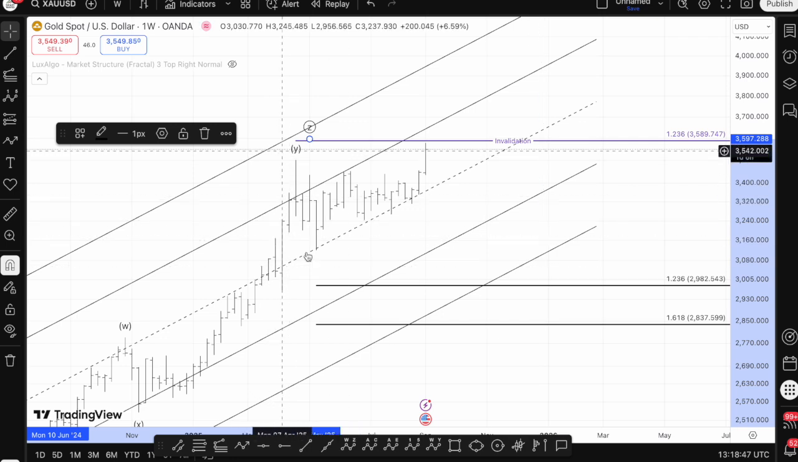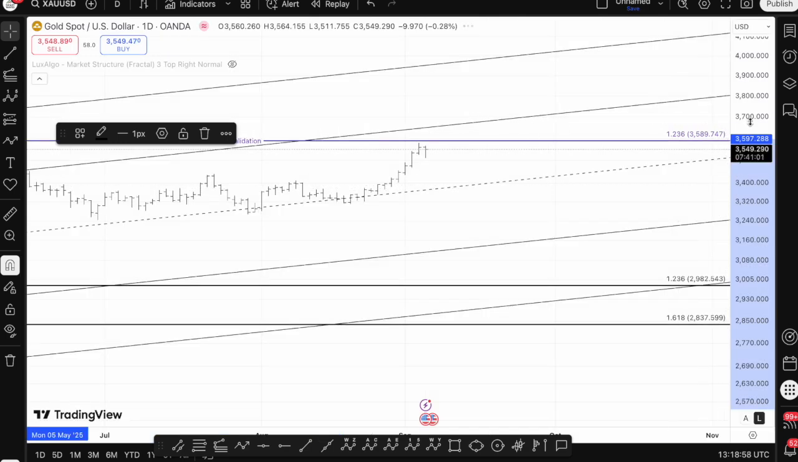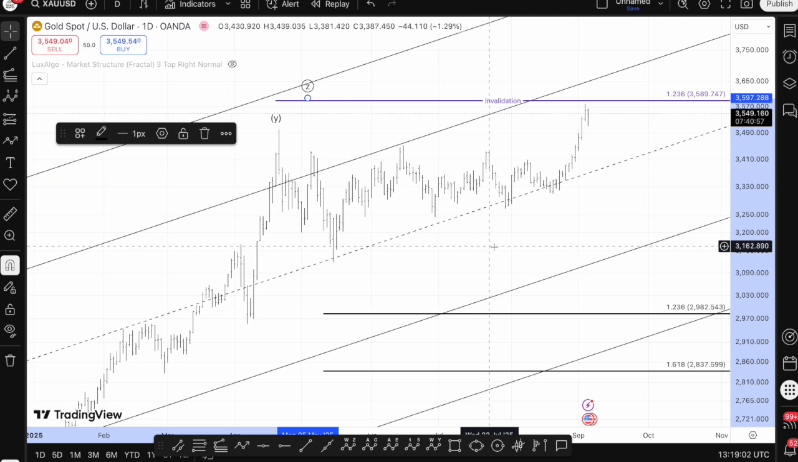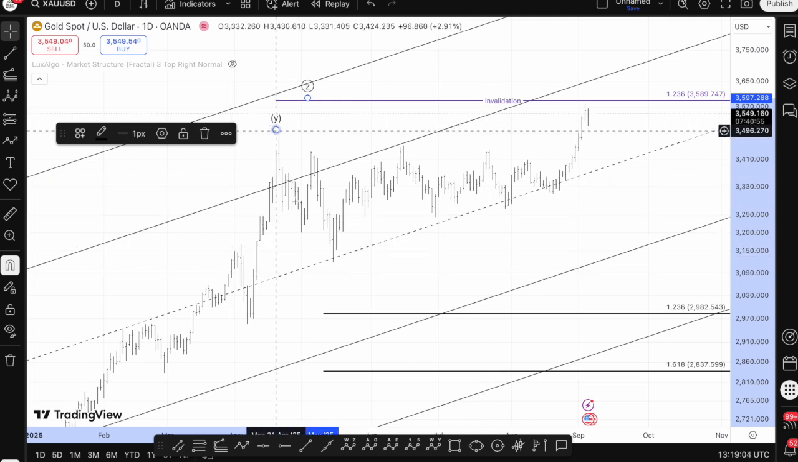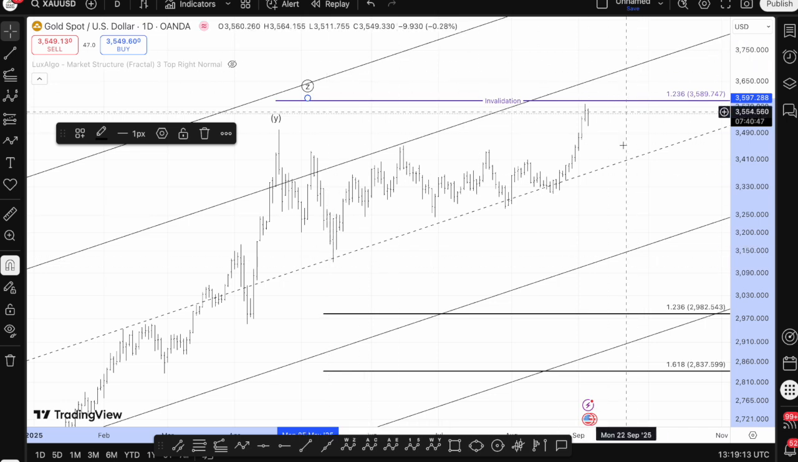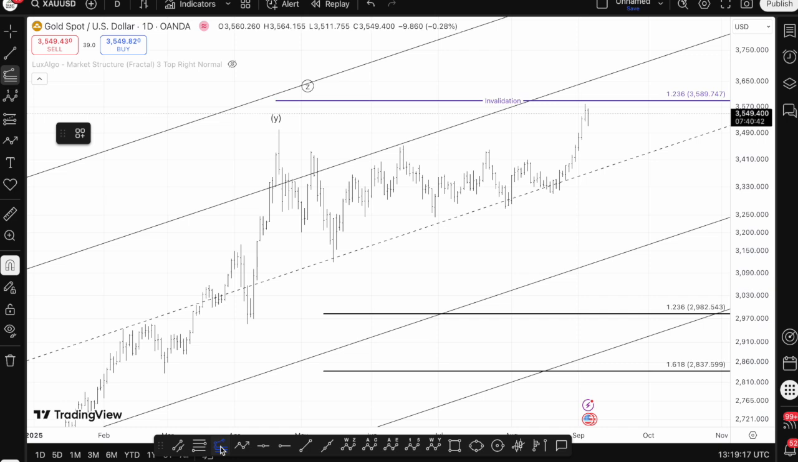So this is absolutely corrective, right? A, B, C, W, X, Y. Let me just actually switch back to the daily chart so we can talk with more clarity over there. So, right, all we know is that this structure is absolutely corrective, no matter if you want to call this ABC or a WXY, doesn't matter. This whole thing right here is another corrective structure.